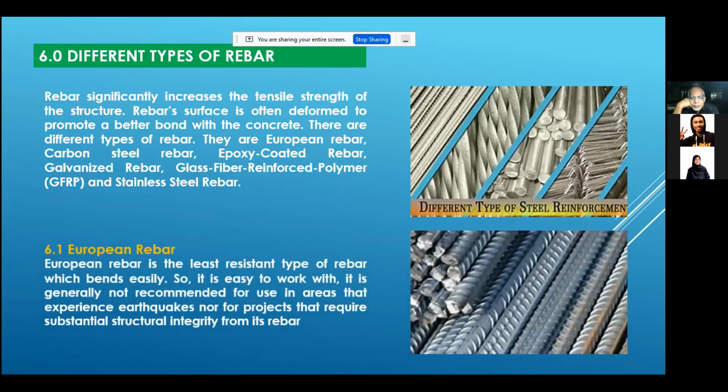European rebar, this is quite standard, but we don't see European much. But again, it is almost a similar thing, except the quality is different. It is the least resistant type of rebar, which can be bent easily. So it is easy to work with. It is generally not recommended for use in areas that experience earthquakes, or projects that require substantial structural integrity. So this is something like, I don't say second grade, but something lower than the normal strength of a rebar.